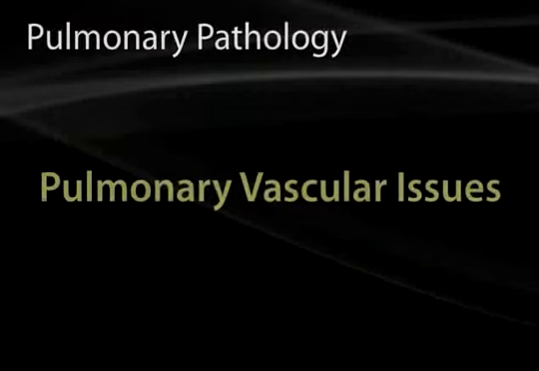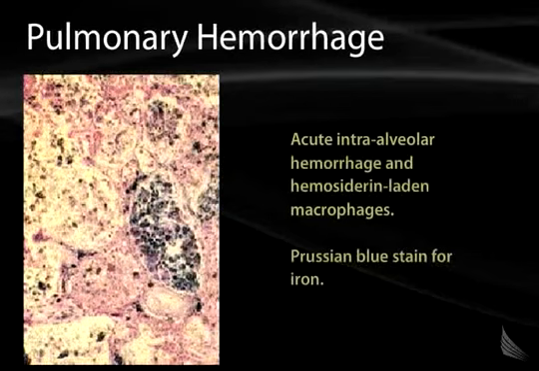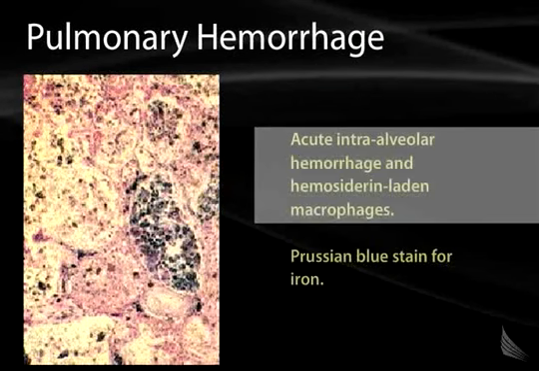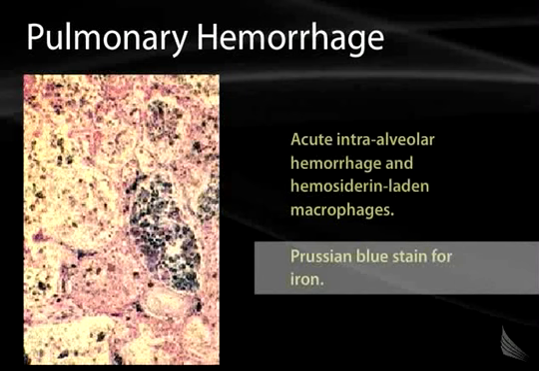In this section we will review pulmonary vascular issues, infections in the lungs, as well as complications from lung transplant. With pulmonary hemorrhage, there's an acute intra-alveolar hemorrhage, and macrophages can be hemosiderin-laden. This needs to be stained with Prussian blue stain for iron. This is normally done under a BAL or bronchoalveolar lavage.